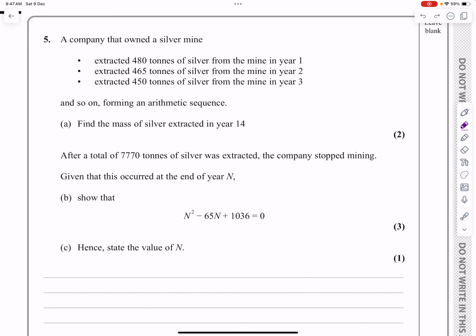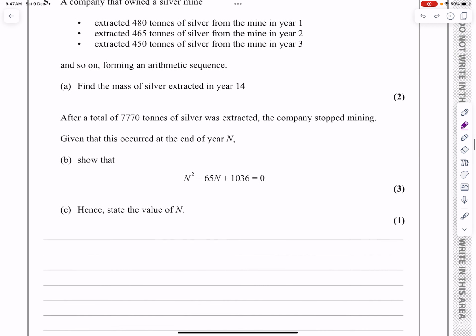It tells me that a company owns a silver mine and they extract 480 tonnes in year 1, 465 in year 2, 450 in year 3, and they say it forms an arithmetic sequence. Can we find how much is extracted in year 14? So yeah, absolutely we can. Let's make a start. We've got 480 in the first year, 465 in the second, 450 in the third, and we're trying to work out when n equals 14, what's that amount going to be?